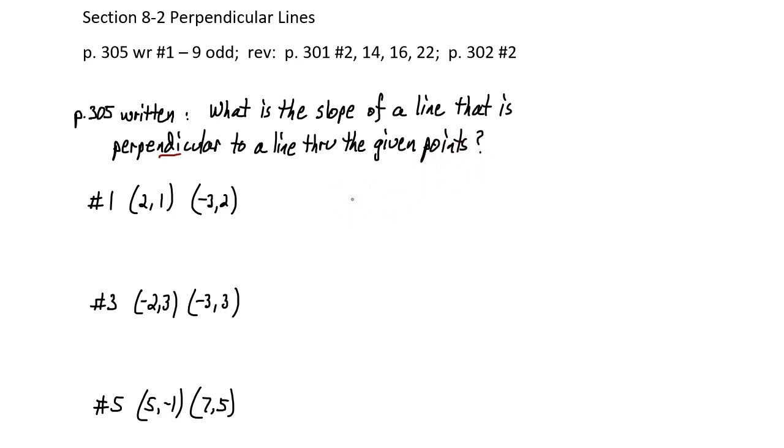What we know about slopes of perpendicular lines from this lesson is that the slopes of perpendicular lines are negative reciprocals of each other. So our technique can be to first find the slope of a line that goes through these 2 points, and then after doing that, find the negative reciprocal. So let's get this slope using the slope formula.